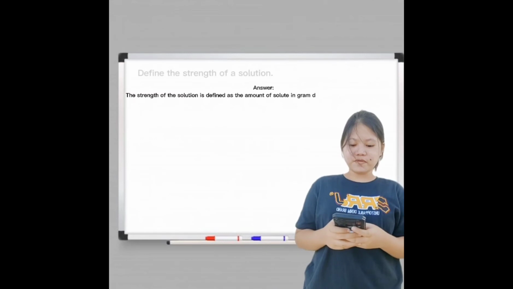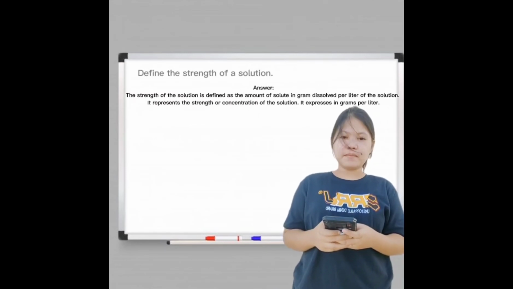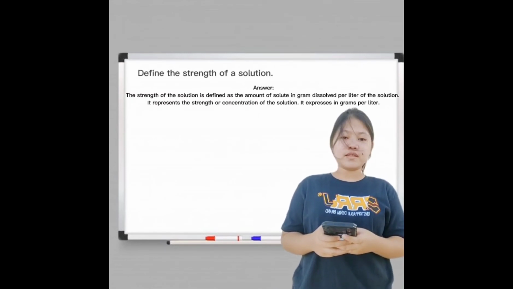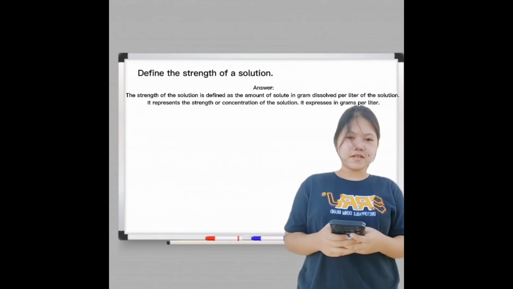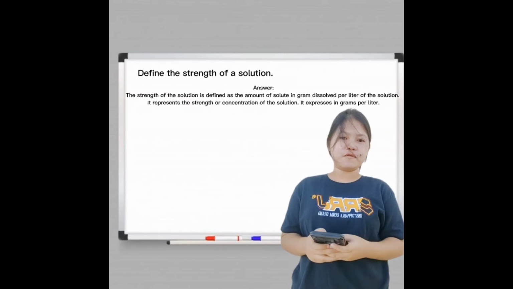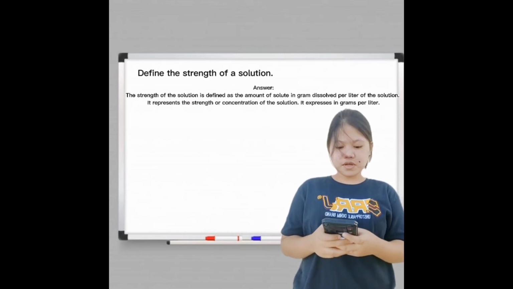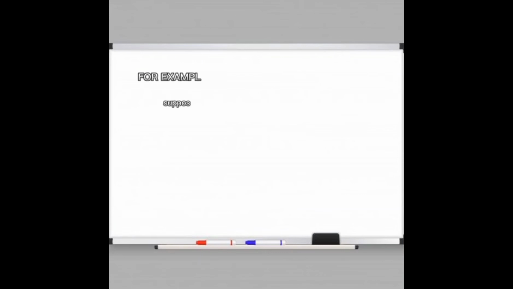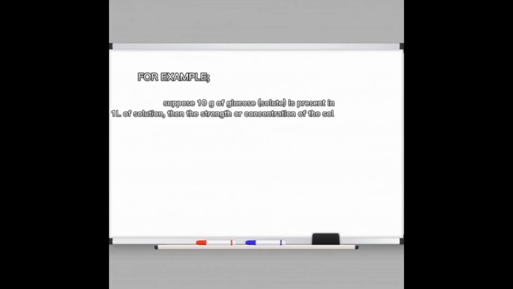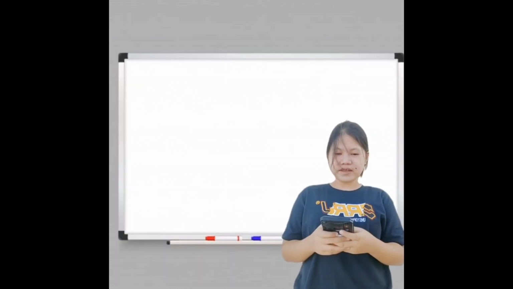The strength of the solution is defined as the amount of solute in grams dissolved per liter of the solution. It represents the strength or concentration of the solution. It is expressed in grams per liter. For example, suppose 10 grams of glucose is present in 1 liter of solution, then the strength or concentration of the solution is 10 grams per liter.